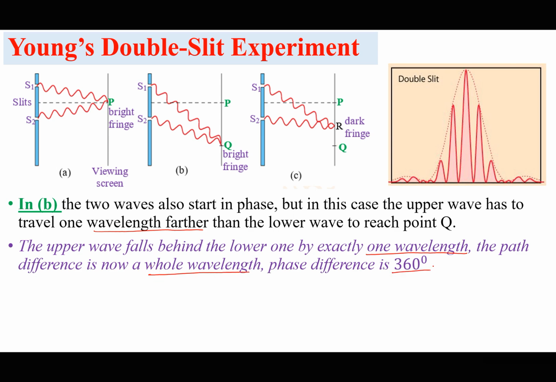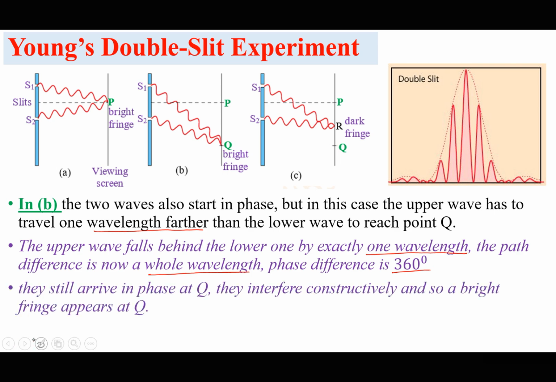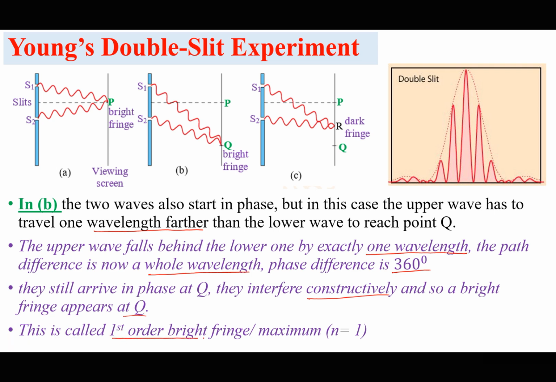A full wavelength corresponds to a phase difference of 360 degrees. Still, when the path difference is a full wavelength, or the phase difference is 360 degrees, they still arrive in phase at Q. They interfere constructively, and so we expect a bright spot at Q. This one is going to be called the first order. If the path difference is one wavelength, we come up with what we call the first order bright fringe. So this one is labeled n equals 1, the first order bright fringe. The central order is labeled n equals 0, the 0th order bright fringe. We don't have a zero order dark fringe, as we shall see. So it is the first order bright fringe or the first order maximum.